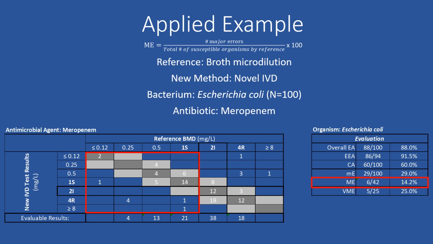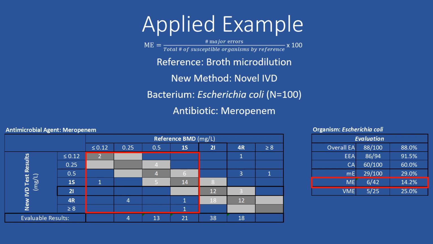So looking at our table, we see there are 5 isolates that were found to be resistant at an MIC of 4 mg per liter by the test method, but susceptible by the reference method, and 1 isolate with an MIC that exceeded 4 mg per liter. So we have a total of 6 reported in the numerator of our fraction.